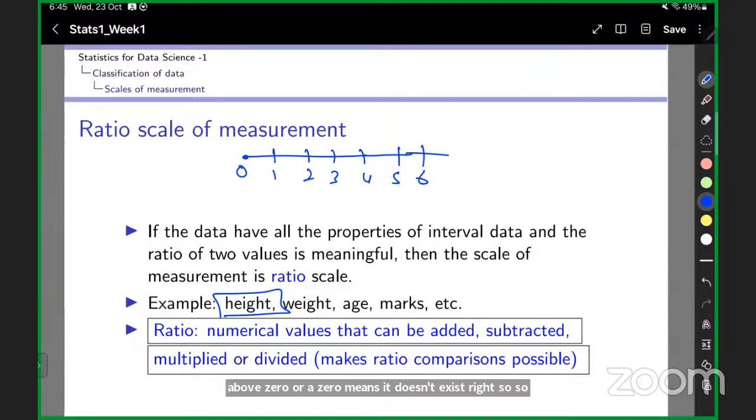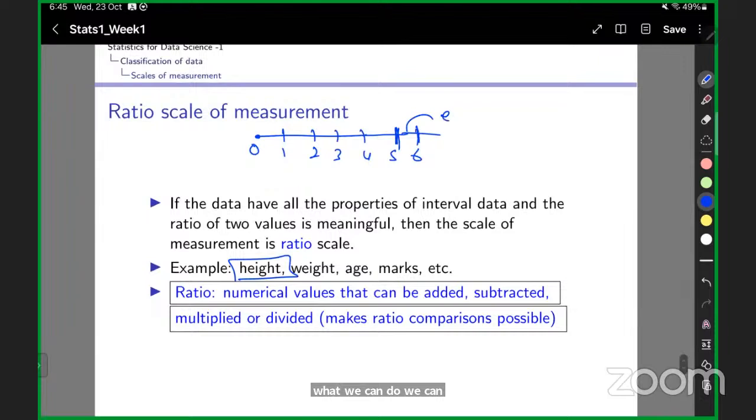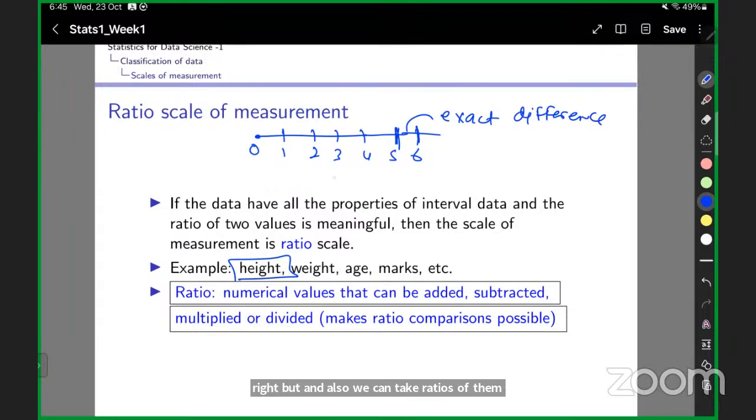So this kind of data sets are in ratio scale, and in this case, we can find the exact difference between them, right? And also we can take ratios of them. So let's say somebody's height is 120 centimeter, and somebody's height is, let's say, 240 centimeter. Possible. So you can say that the 240 centimeter person is twice as tall as the 120 centimeter person. So this is what ratio means, that you are taking ratios of two data points.